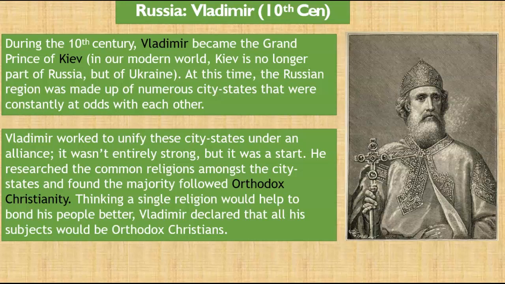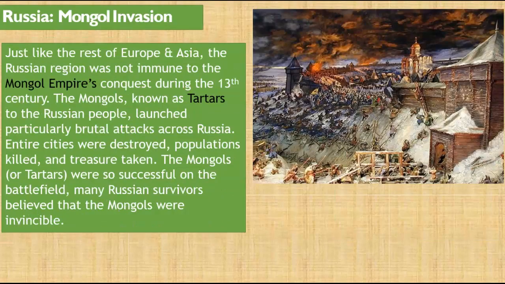He researched the common religions among the city-states and found the majority followed Orthodox Christianity. Thinking a single religion would help to bond his people better, Vladimir declared that all his subjects would be Orthodox Christians. And we've talked about this before as well. A lot of times during this time period, government and religion were the power. Some civilizations we've talked about found it best to coexist with different religions, and some found it best to demand everyone follow one religion. And so this is going to lead into future historical things that we are going to talk about.